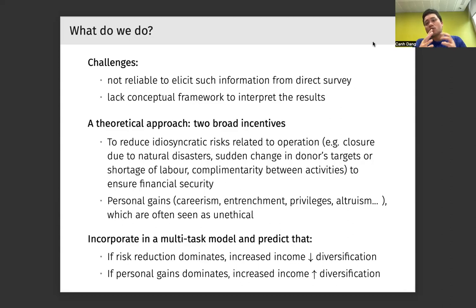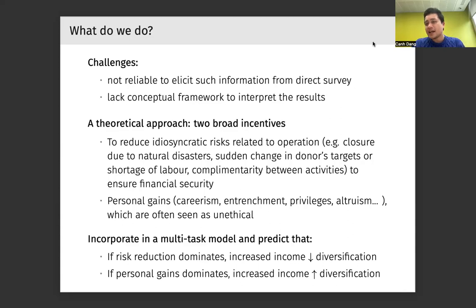The intuition is that if the NGOs care about their financial security and they try to diversify to address the lack of financial security, an increase in income would reduce the concern about financial security for the NGOs, so that they can now focus on the overarching activity that they would like to perform. So they don't have to diversify their activities. They can reduce the number of activities to focus on the core mission that they wanted.